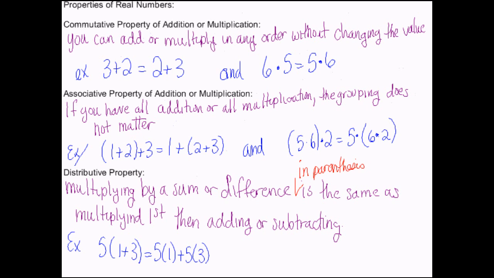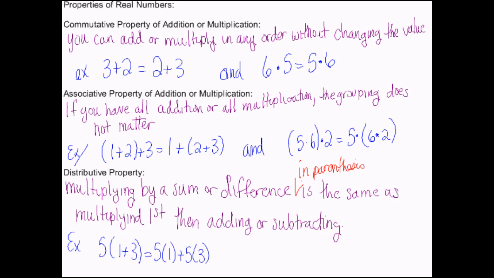The commutative property of addition or multiplication only works for addition and multiplication, because the order that you add or multiply in does not matter. 2 plus 3 and 3 plus 2 are both 5. 5 times 6 or 6 times 5 are both 30. Now with subtraction and division, order does matter, because 2 minus 3 is not the same thing as 3 minus 2. Right? And 5 divided by 6 is not the same thing as 6 divided by 5. So it's only addition and multiplication.